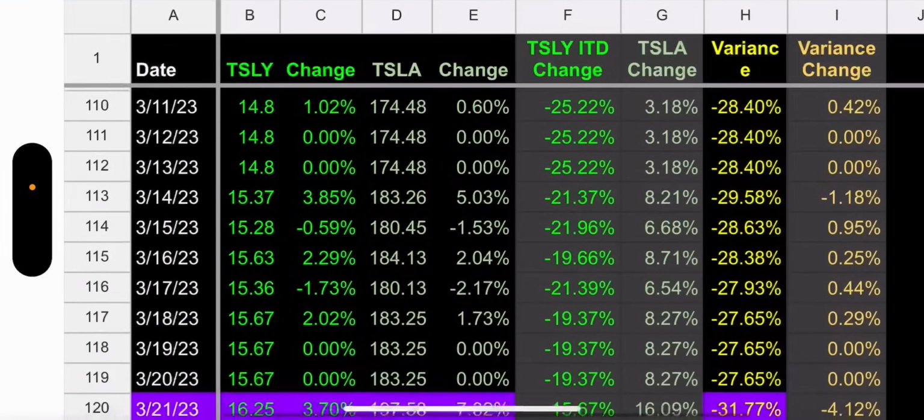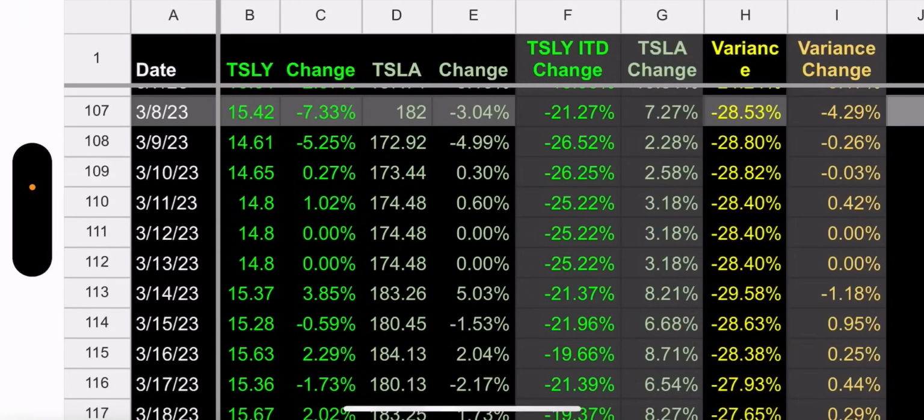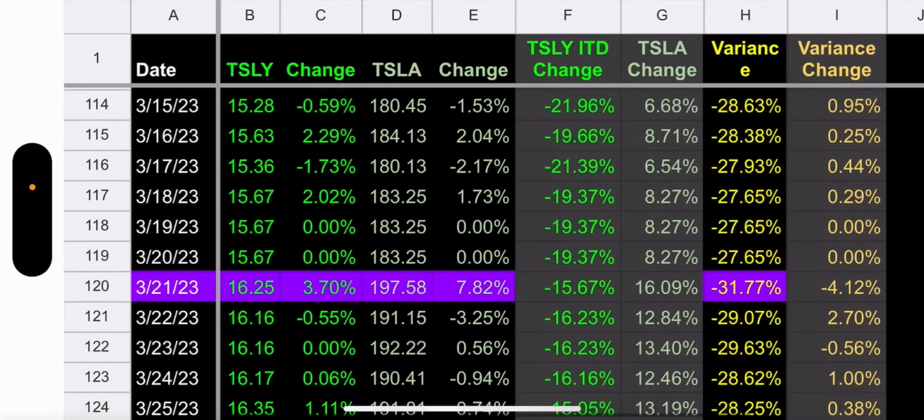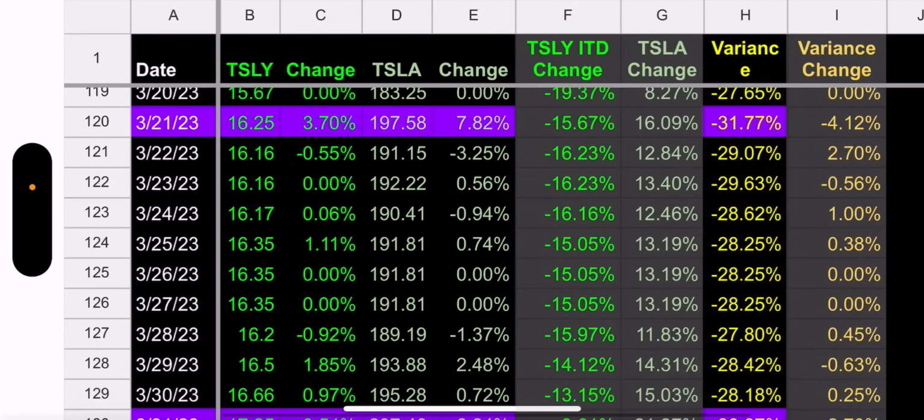Moving on. Here we have, again, the gray is ex-dividend date. So 4.29% in Tesla's favor. So they're now at 28% over us. Here's another purple. Here you go. Out of nowhere, Tesla went up 7.82%. And guess who wasn't ready? Tesley strikes were not ready.